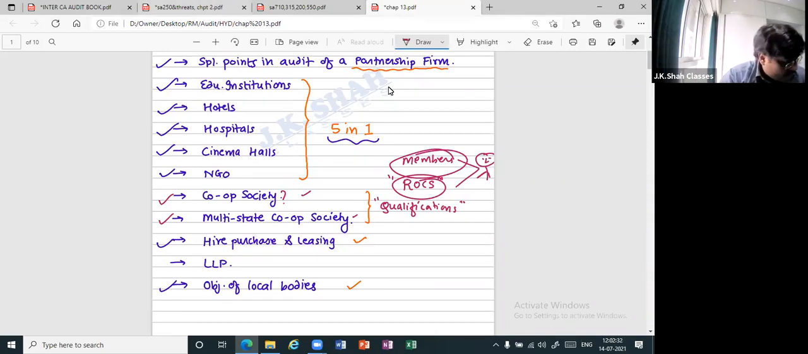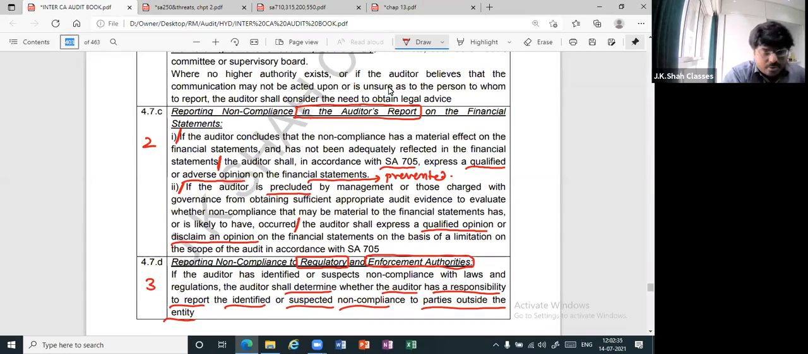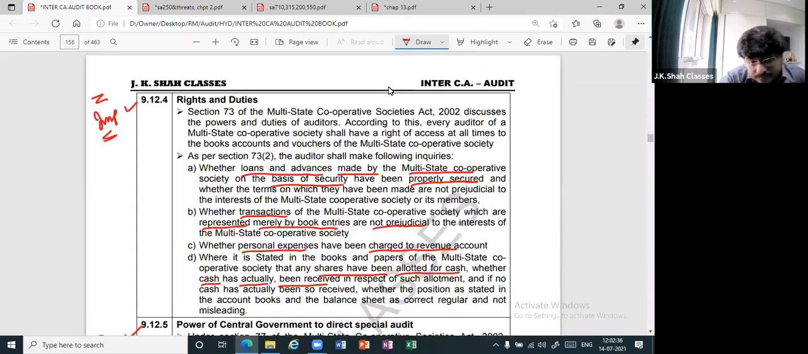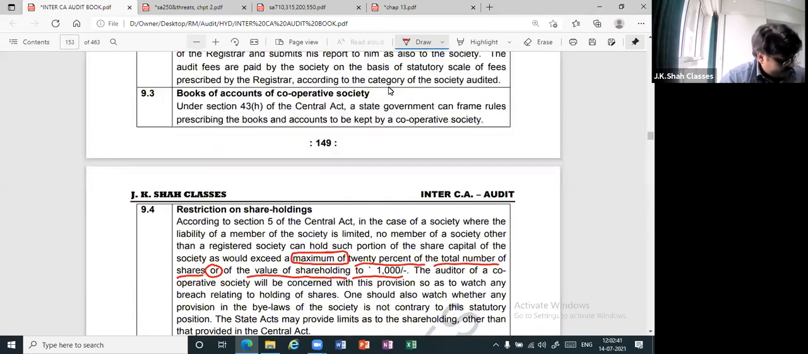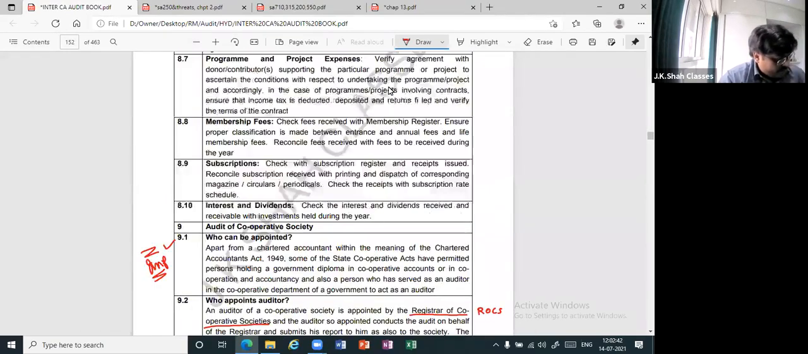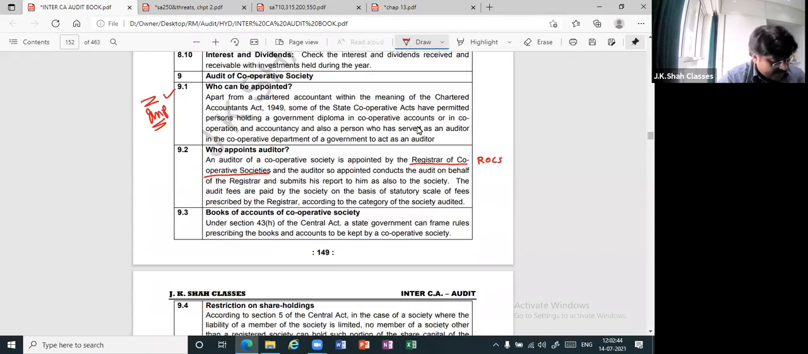Come, textbook, page number, I don't know. Yeah, I'll have to find. Oh my god. Come here. Point 9, audit of a cooperative society. Page number 403 as per reliable sources. Oh, 405 here. They're not reliable anymore. 403 only, no? Okay, come.